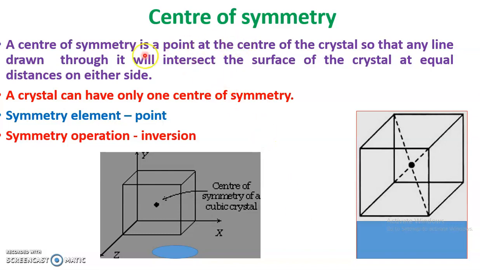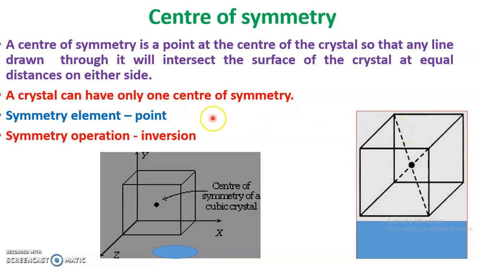Center of symmetry. A center of symmetry is a point at the center of the crystal so that any line drawn through it will intersect the surface of the crystal at equal distances on either side. This is the center of symmetry. A point at the center of the crystal so that any line passing through it will intersect the surface of the crystal at equal distances on either side at equivalent points.